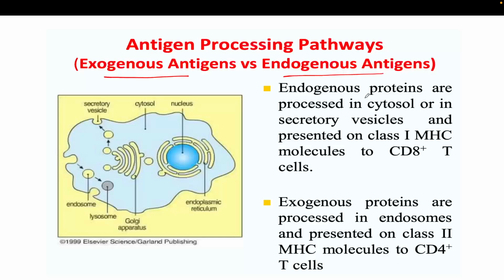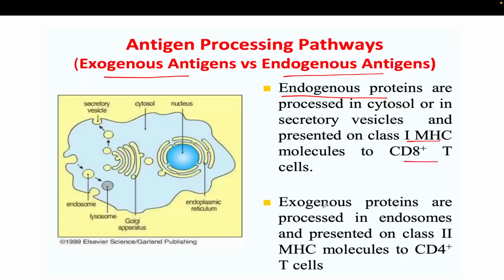So what is the endogenous antigen processing? Endogenous proteins are processed in the cytosol or in secretory vesicles and presented on the class 1 MHC molecule to the CD8 T cell. These endogenous proteins are present inside of our body, suppose like bacteria, virus. When they enter into our body, their protein will be processed inside our body. That type of antigen is called endogenous protein, and it is processed through the MHC1 molecule to be presented to the CD8 T cell.